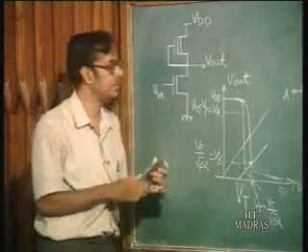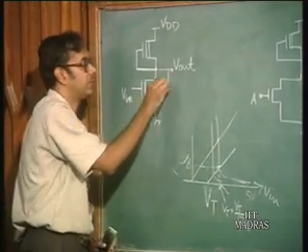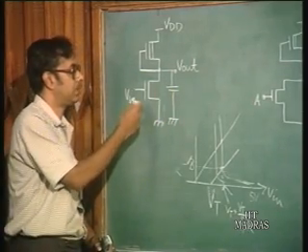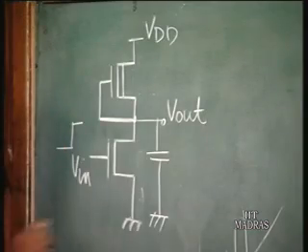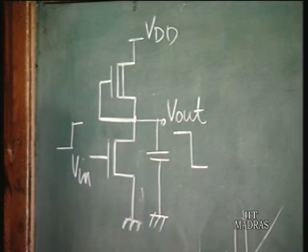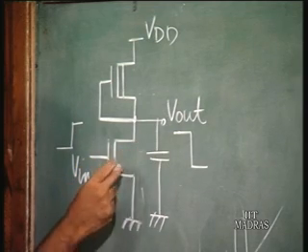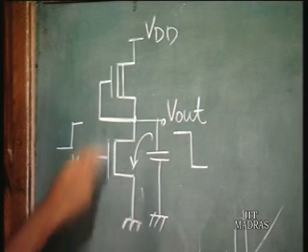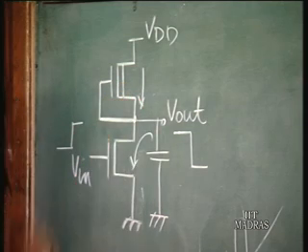The other disadvantage is when you are switching, say if you think of a capacitive load here, and you apply a low to high pulse here, the output should go from high to low. How does it go from high to low? This transistor is turning on, so there is going to be a current flowing here, which discharges the capacitance. But since this load device is also on, there will also be a load current here.